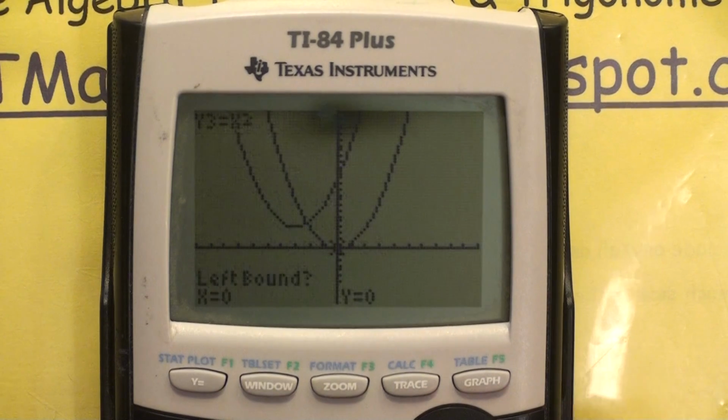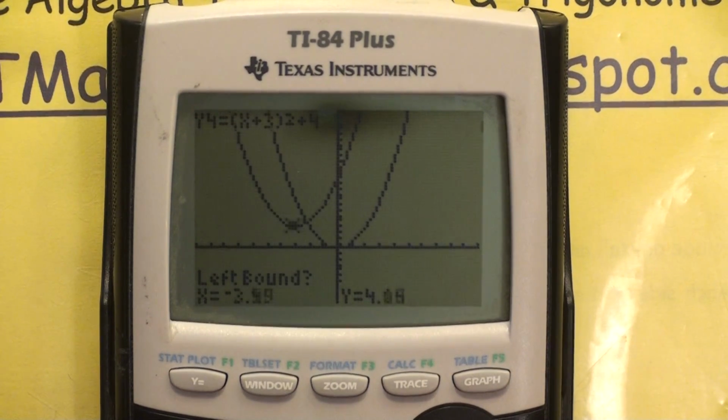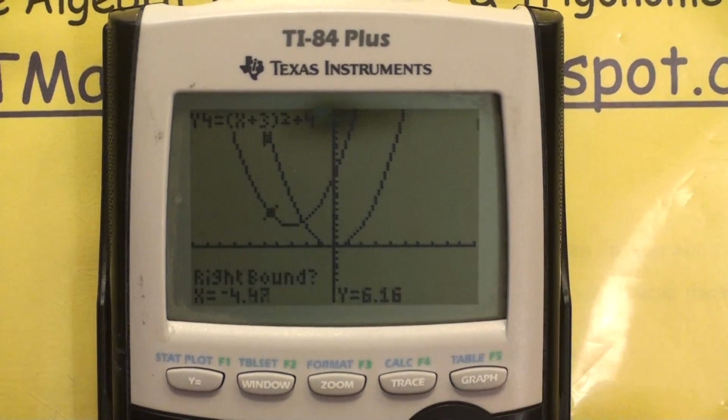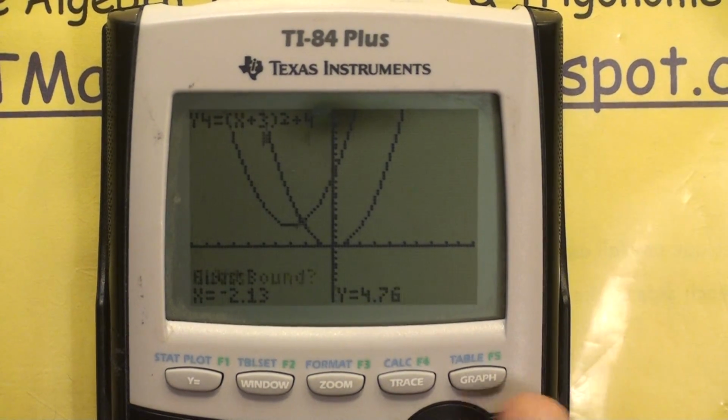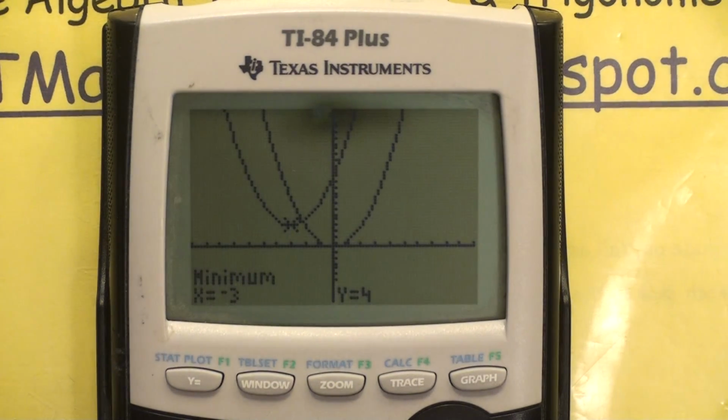In fact, watch this. Let's do a minimum. Let's go to this graph. I had to press up to go to the second graph. So we're going to go left bound, yes. Right bound, yes. And we'll go to the middle here, negative 3, 4. All right, so there you go.